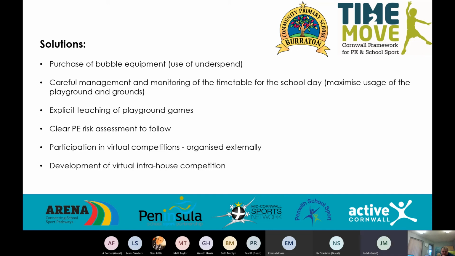So another solution or consideration to manage some of those COVID ideas was around just the careful management and monitoring of the school timetable and the school day. From a PE perspective, more important based on the different usage of our playground and grounds due to the staggered starts, staggered break times, and different ways in which the day is timetabled, which is out of my control.